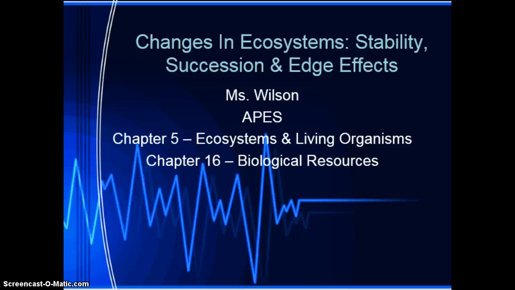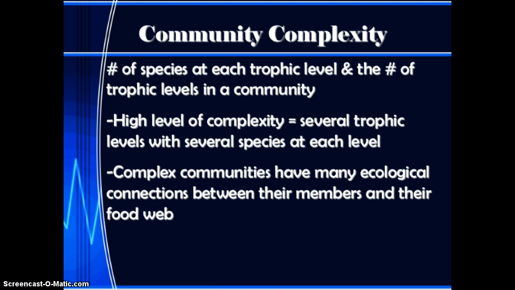Everybody. Today we're going to talk about important changes that you need to know about that can happen in ecosystems. So we're going to start off by talking about how stable communities are in the first place. And if you remember when we talked about levels of ecosystem organization, the communities are all of those living things, all the organisms, the plants and animals that are living together.